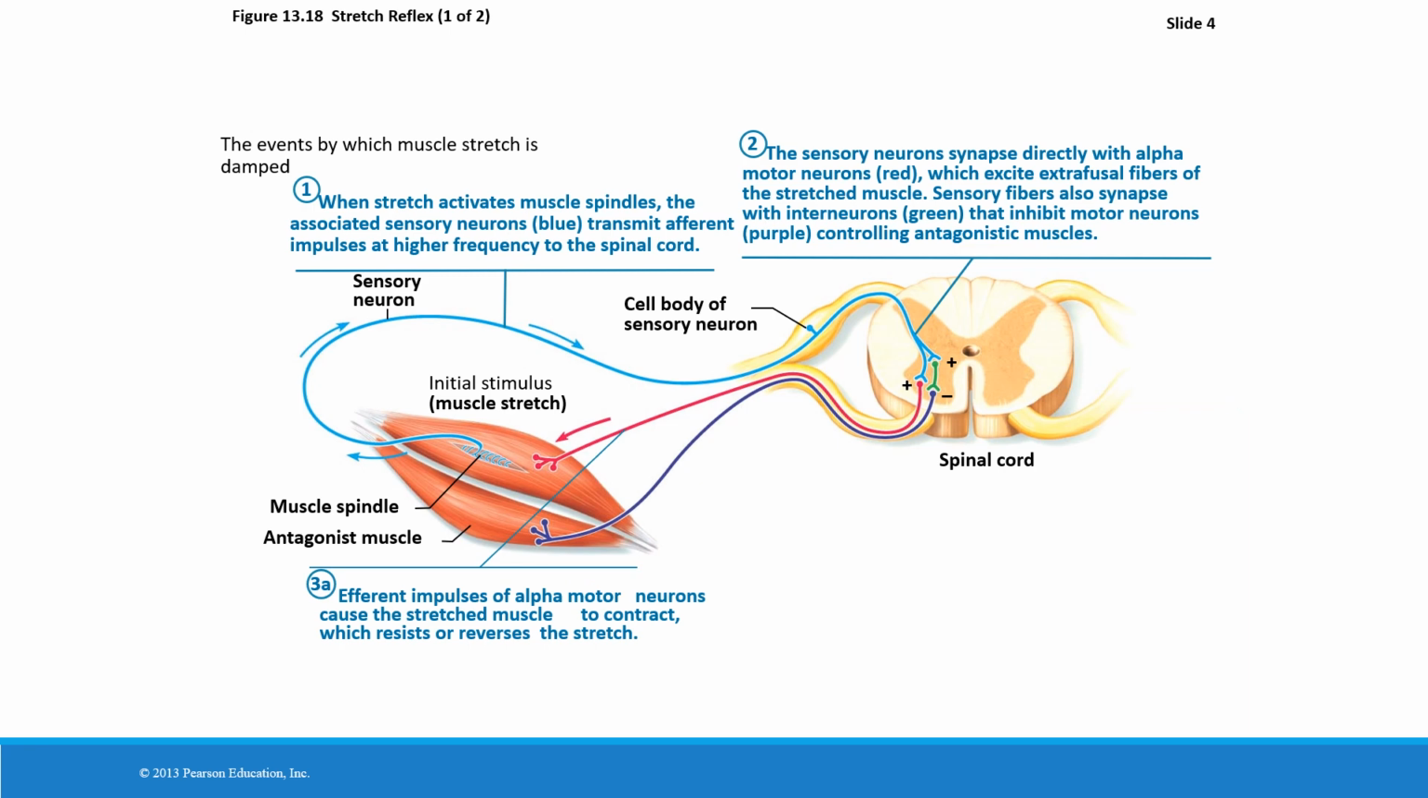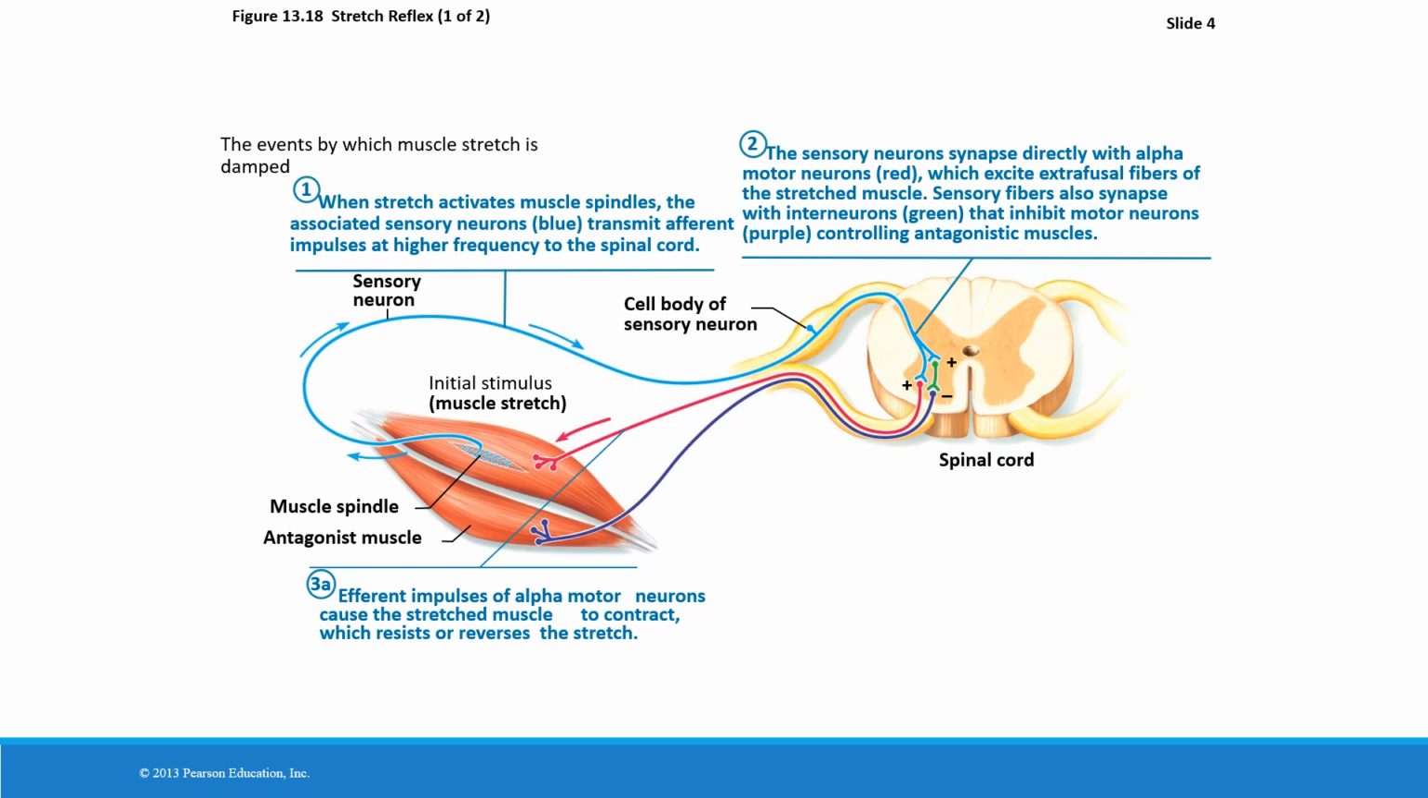Number 3, efferent, so motor efferent. Efferent impulses of alpha motor neurons cause the stretched muscle to contract, which resists or reverses the stretch. So stretch activating the muscle spindle, sensory neuron coming in, we see this interneuron then controlling antagonistic muscles, and then efferent impulses of the alpha motor neuron causing the stretched muscle to contract, so it resists or reverses the stretch. We don't want to overstretch.